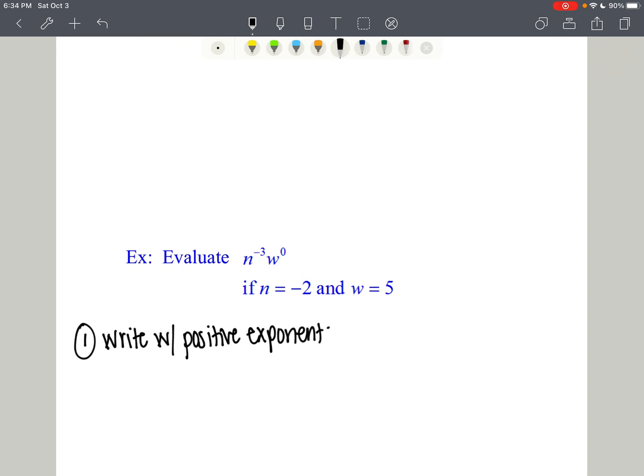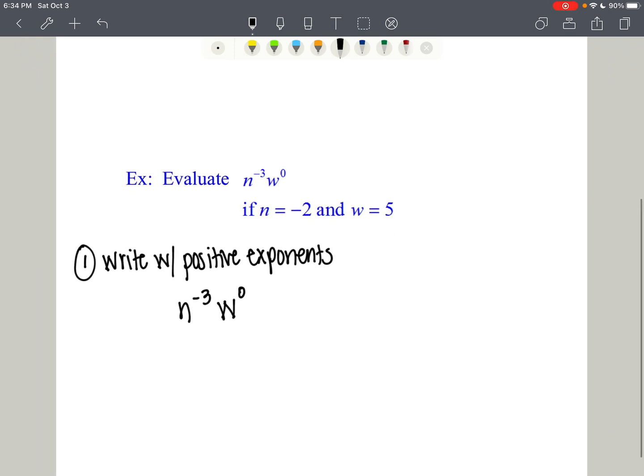So we want to evaluate n to the negative 3 times w to the 0 power. Well, I'm going to simplify that. N to the negative 3 has to move down to the denominator to become n cubed. W to the 0 stays in the numerator. But remember, anything to the 0 power is 1. So now that simplifies to be 1 over n cubed.